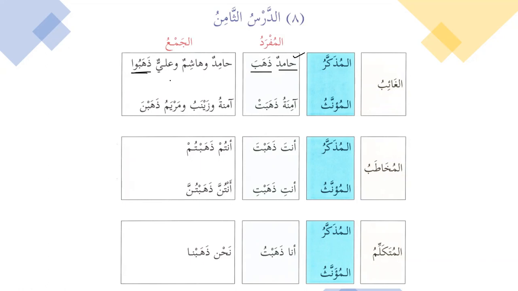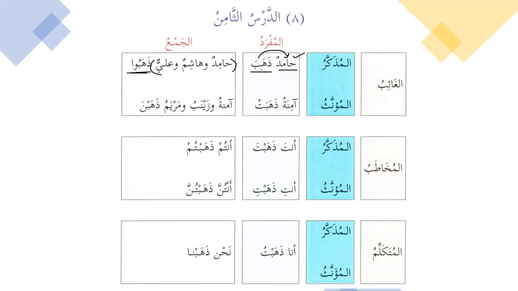Remember that the verb has to follow the noun. If we have one noun, we use the verb for singular. If we have two nouns, we have to use the verb for the dual. For example, Hamidun wa Zaidun dhahaba. And if we have three or more than three nouns, as we can see over here, then the verb has to follow the plural form. We can see here, Hamidun wa Hashimun wa Aliyun dhahabu.